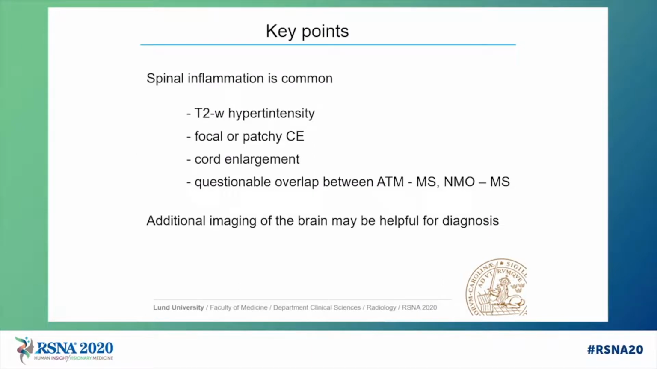So some key points when it comes to spinal inflammation. Commonly, you will see T2 signal hyperintensities. You may have focal or patchy contrast enhancement. You might see cord enlargement in the acute stage. And as we all know, there is a questionable overlap between acute transverse myelitis and multiple sclerosis, but also between NMO and multiple sclerosis. And I would highly recommend that you add additional imaging of the brain that might be helpful for the diagnosis.